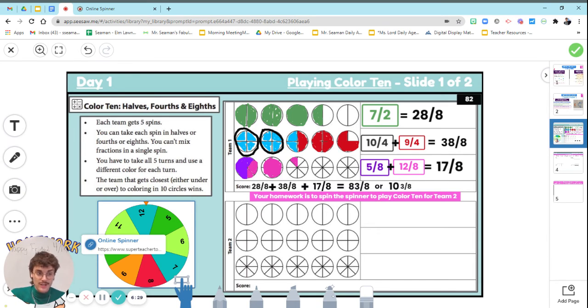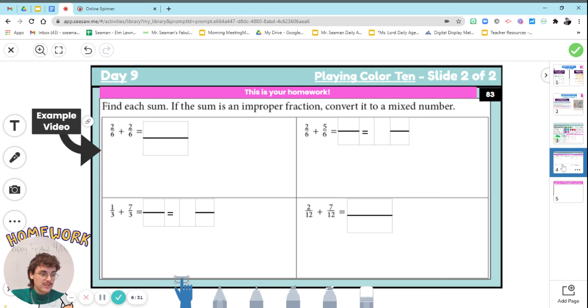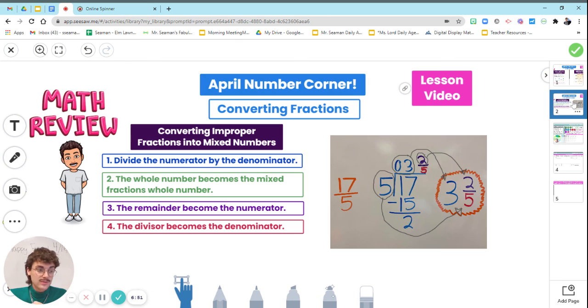And then the rest of your homework that you are going to do today, once you finish playing Color 10, you just have 4 problems here, and they are different improper fraction problems. What you are going to do is find each sum. And if the sum is an improper fraction, you are going to convert it to a mixed number. And you're going to convert it using this strategy right here.